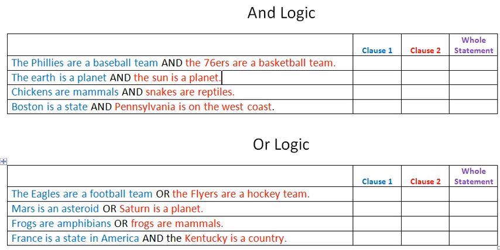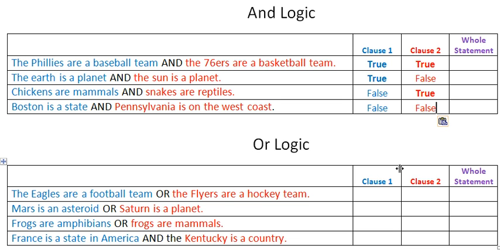So let's see what we have here. The Phillies are a baseball team. That is true. 76ers are a basketball team. This is also true. The Earth is a planet. This is true. And the Sun is a planet. Oh, that is in fact false. Chickens are mammals. This is false. They're in the bird family. And snakes are reptiles. This is in fact true. Boston is a state. That is false. And Pennsylvania is on the west coast. Also false.